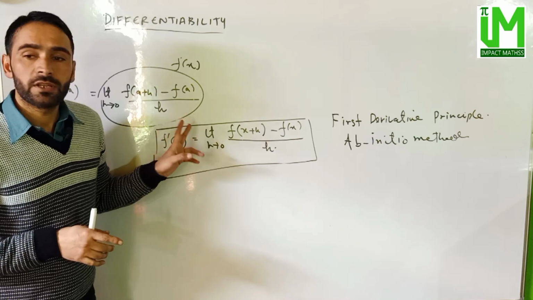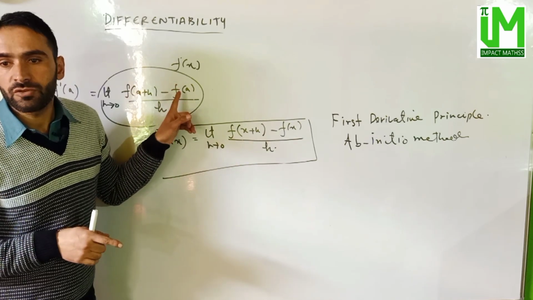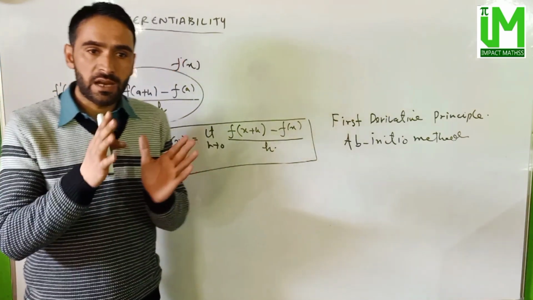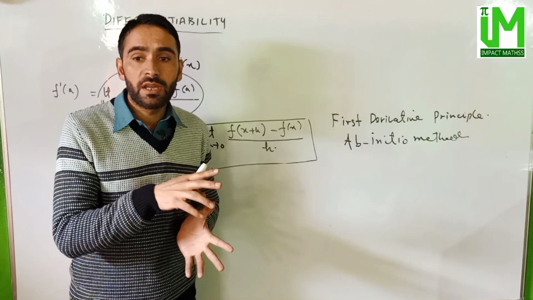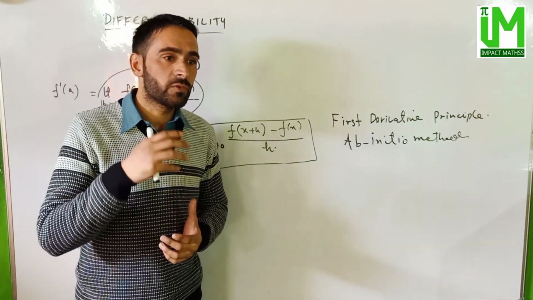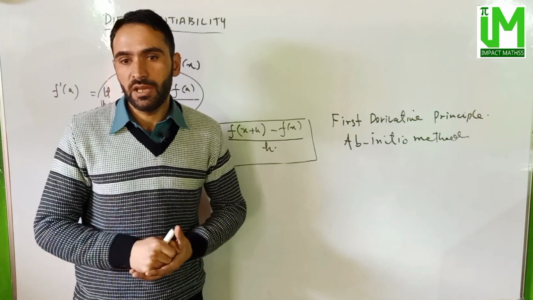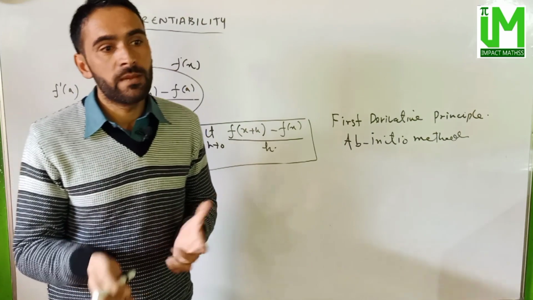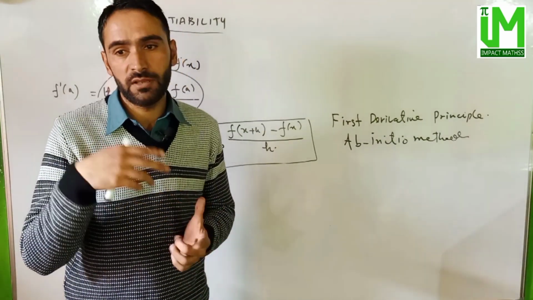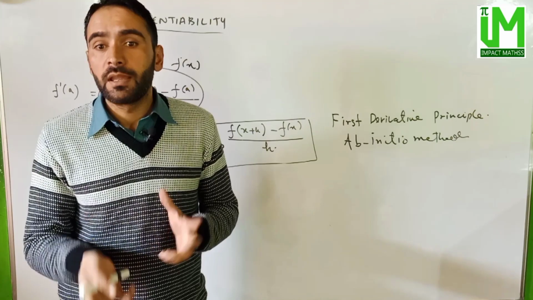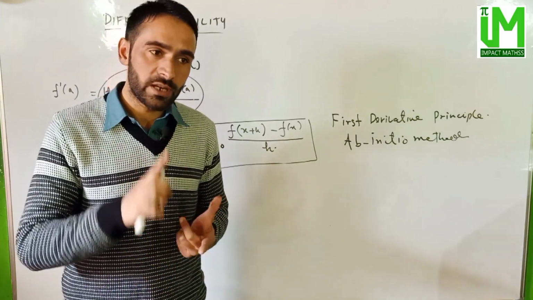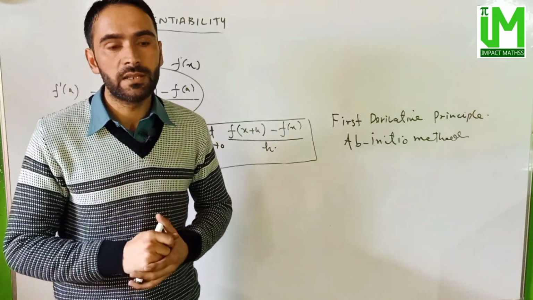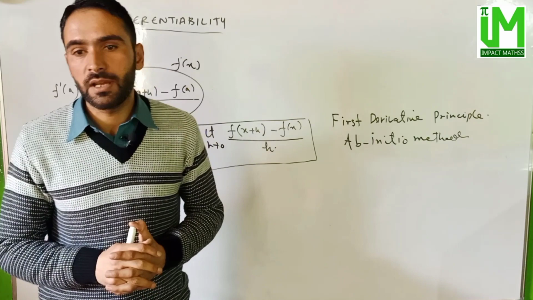Now in continuity, at a particular point A, if the graph has a discontinuity, we were computing the left hand limit and right hand limit. The function will be continuous if the left hand limit at that very point coincides with the right hand limit, and that also coincides with the value of the function at that point. Then the function is continuous.